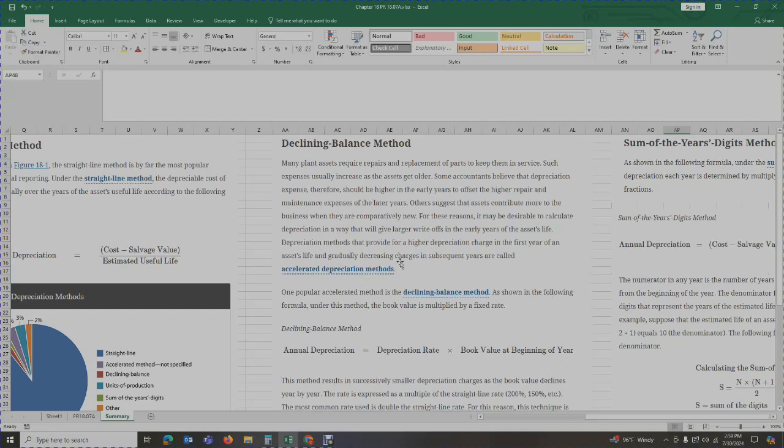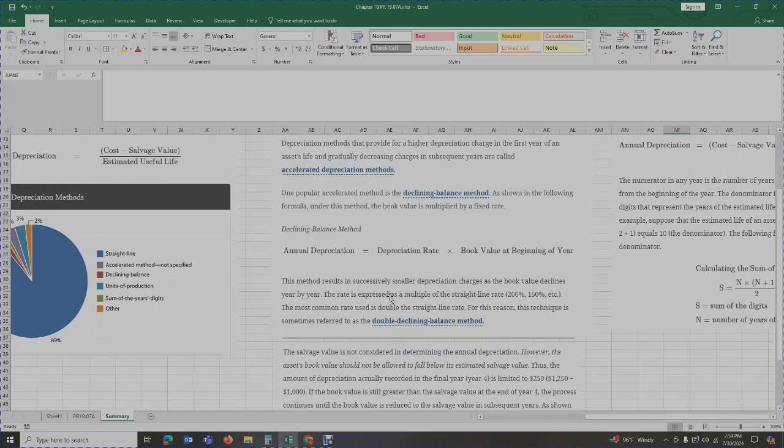So this is a method that they provide, the double declining balance method. For the double declining balance method, the annual depreciation is obtained by getting the depreciation rate times the book value at the beginning of the year.